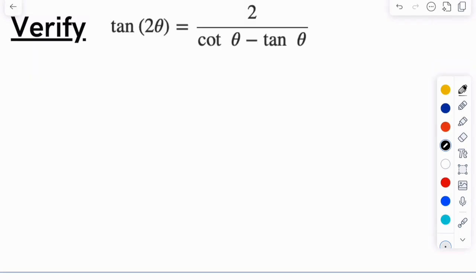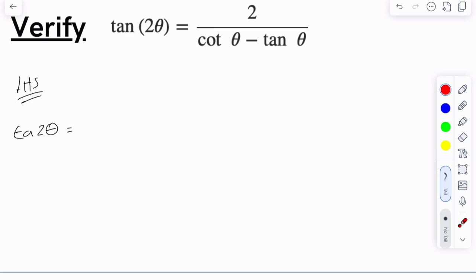Alright, so in this example, we've got the identity that says verify tan 2 theta is equal to 2 over cot theta minus tan theta, right? So, how do we go about doing this? What I'm going to pick first is the left hand side, because the left hand side looks like something we can work with a lot more easily compared to the right hand side. So tan 2 theta is going to equal what?